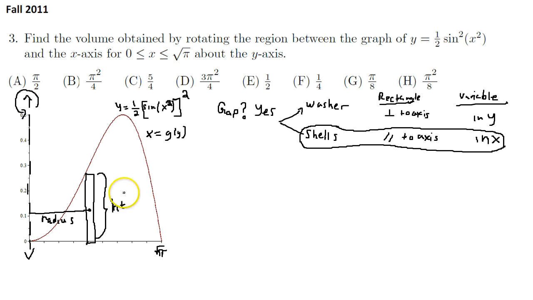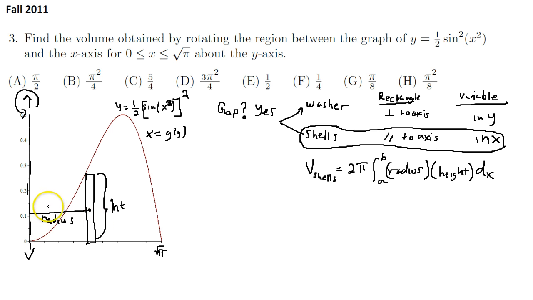So the formula for the volume using shells is 2 pi, the integral from some a to b, the radius times the height, and we're going to do a dx. So the radius is attached to the y-axis. The distance off the y-axis is equal to x, and so we're in x, so we can just leave it as an x. This radius is x.